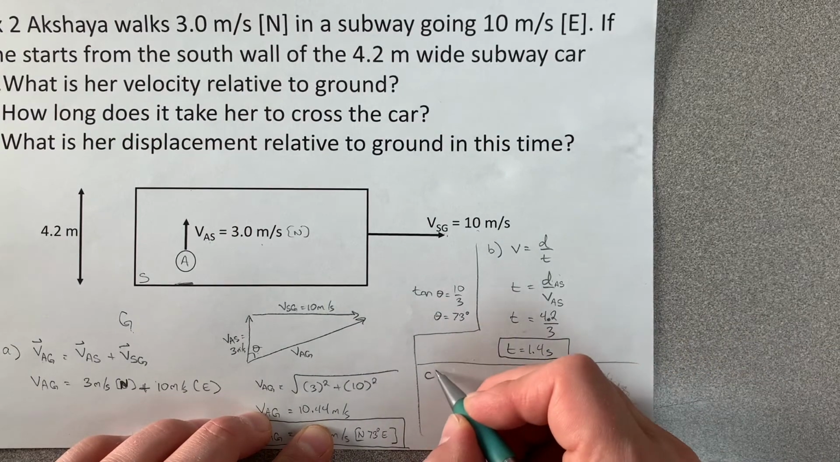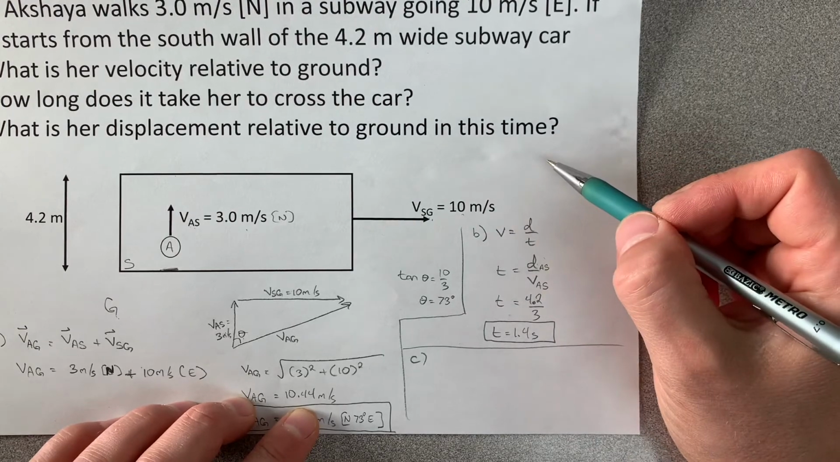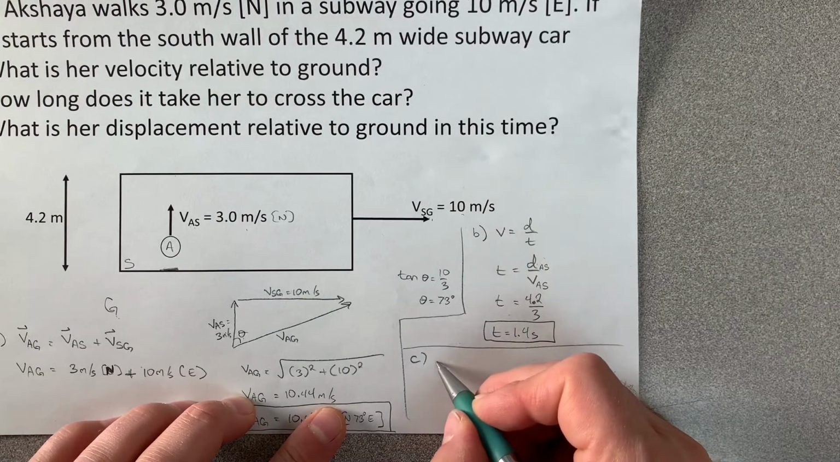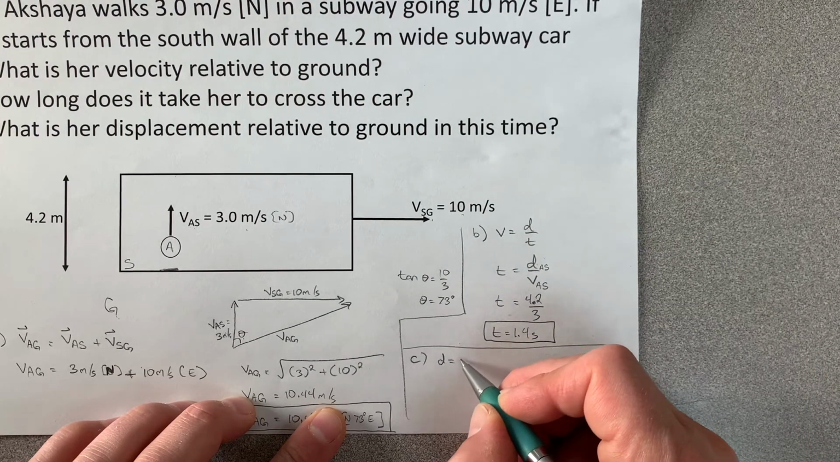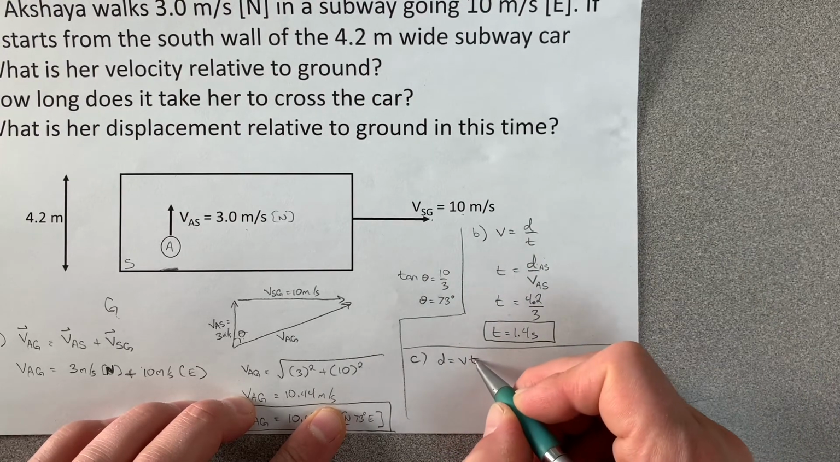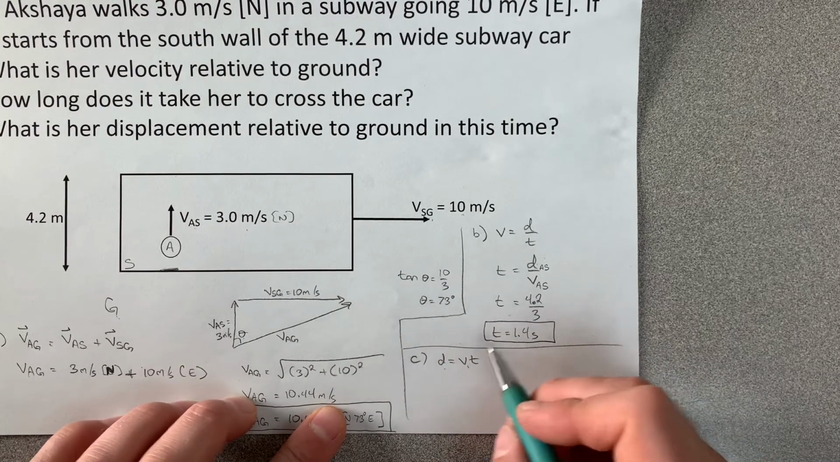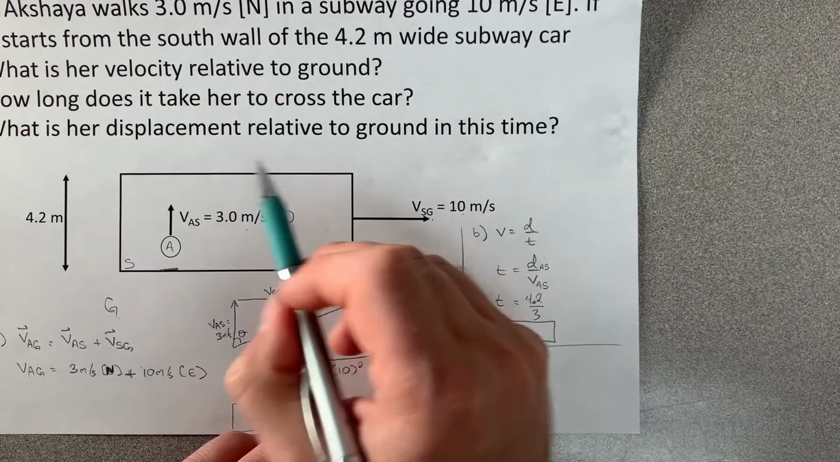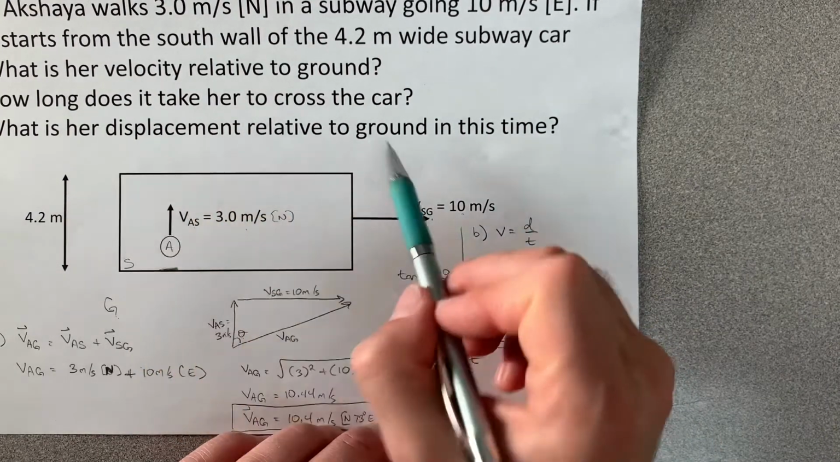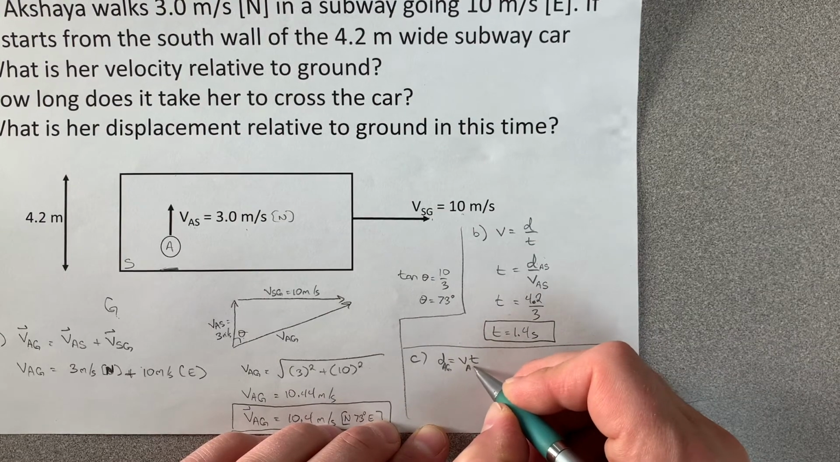And we'll see if we can squeeze C down here. Hopefully I've got just enough room. What is her displacement relative to the ground in this time? Again, I'm using the same equation. If I rearrange it, D is V times T. My only question is which corresponding displacement and velocity am I going to use? And like we did here, you can think of it as putting these subscripts in. I'm looking for Akshaya to ground. So the displacement Akshaya to ground, I need to use velocity Akshaya to ground.